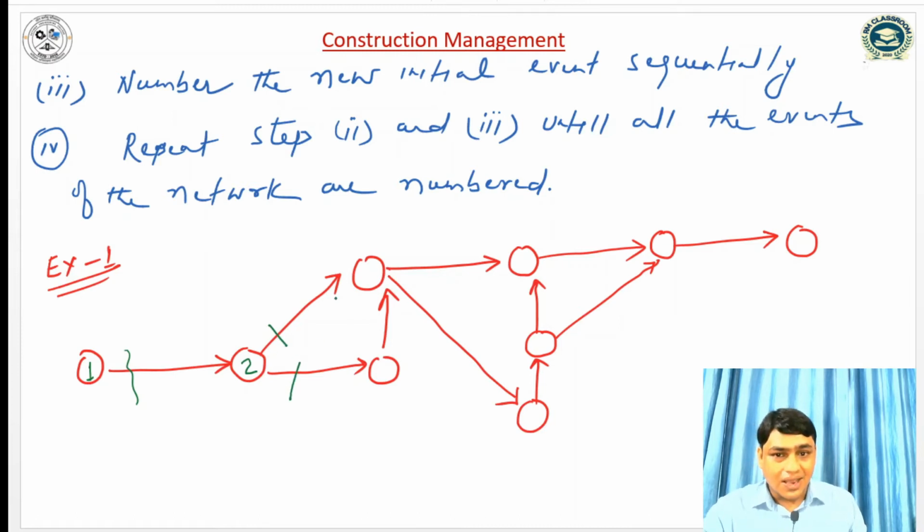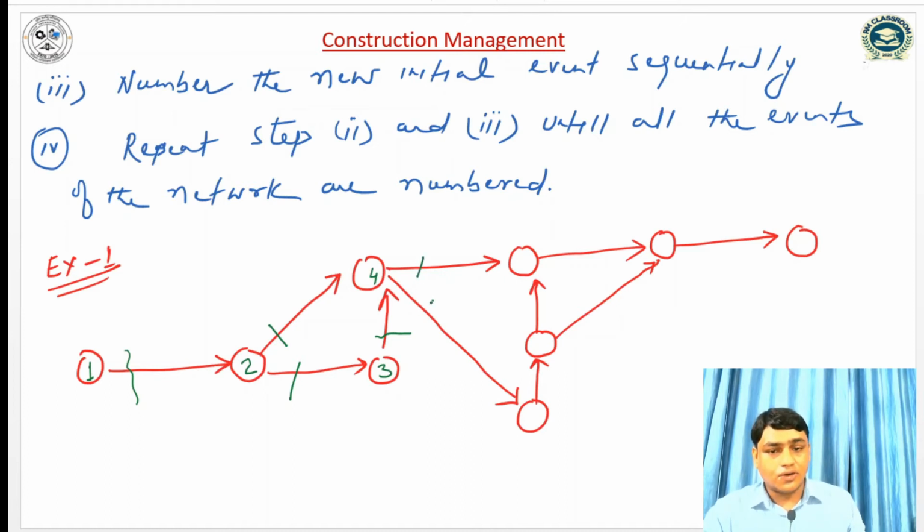So we can either number this as 3 and this one as 4. But if I number this 3, one arrow is coming into this event, so we can't number it 3. So this will be 3. And if I remove the arrow going outward from event 3, it will be 4.